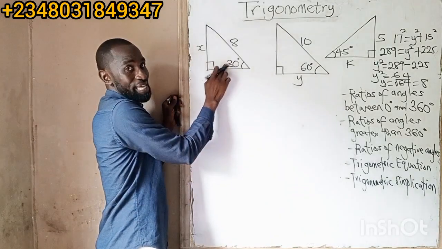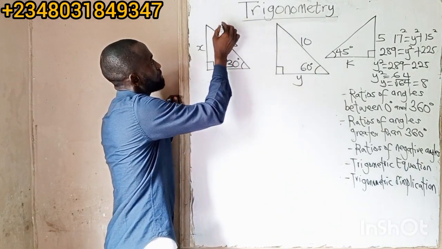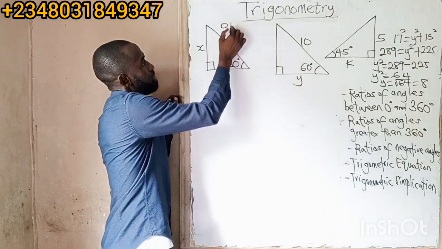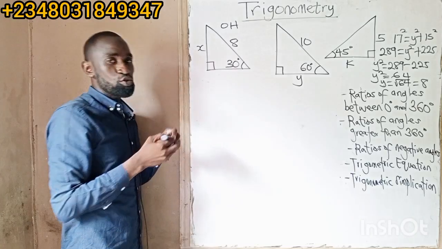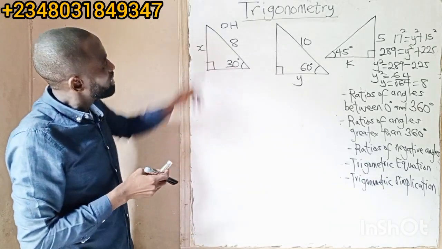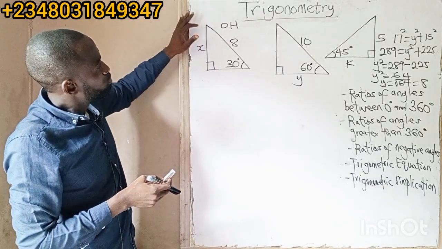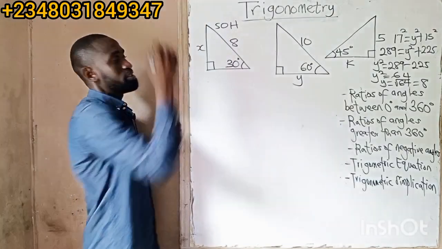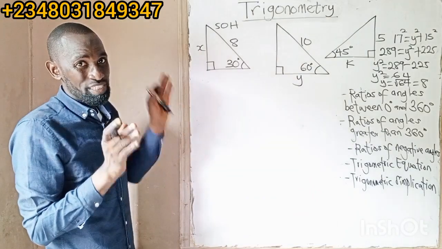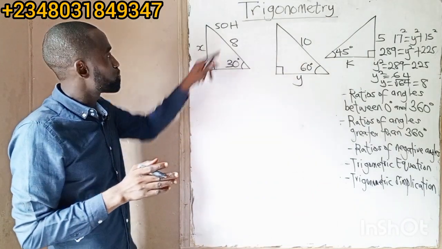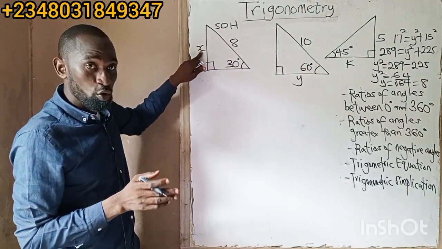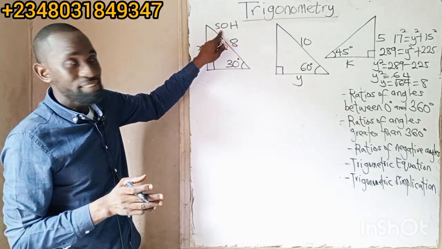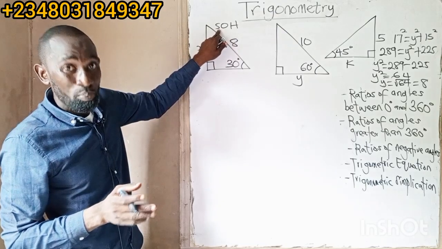Which one will I use here? x is opposite to this 30. So I'm having opposite. 8 is the hypotenuse side. I'm having hypotenuse. So what would I use to finish this up, to make it a trig ratio? I want x. That's the way we work: we determine the one to use. I have opposite as x, unknown. I have 8 as the hypotenuse. So to combine it, I'll put x here to be complete.